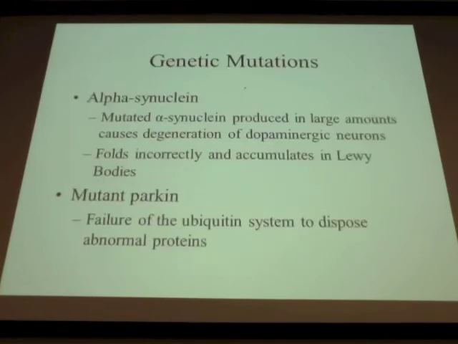And so that's what causes the motor defect in Parkinson's. We know that there are at least two genetic mutations. One is a mutated alpha-synuclein protein that folds incorrectly and probably accumulates in these Lewy bodies. And we know that there's a second form with a mutant Parkin protein, which causes a failure of the ubiquitin system to dispose of the abnormal proteins.